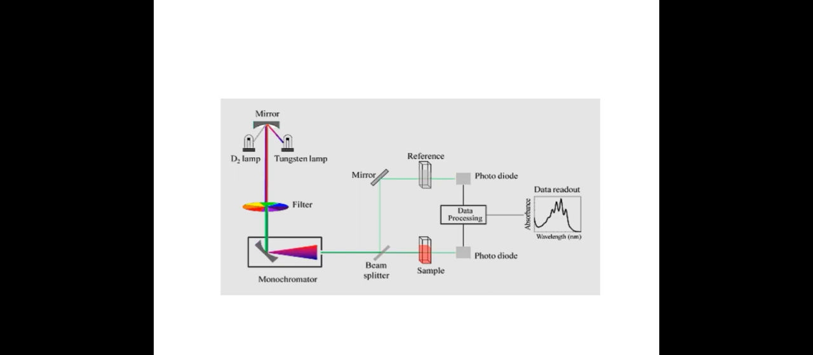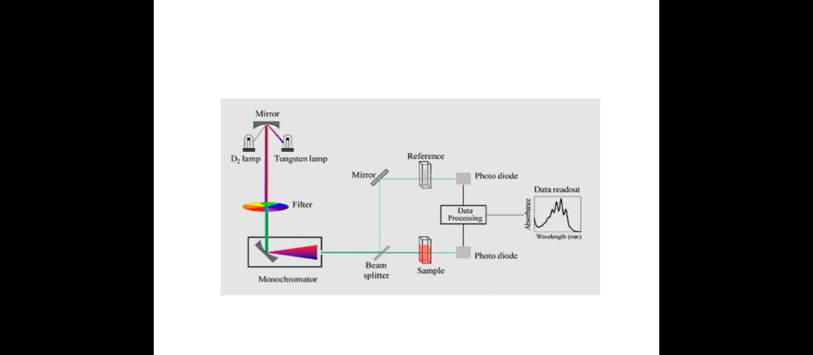Here is a picture. First, a mirror is there, D2 lamp and tungsten lamp, filter. Through this filter, a monochromator is there, and after that, beam splitter, mirror, reference, sample, and data processing, photodiode, and data is read out. So this is the structure of UV spectroscopy. Mirror, D2 lamp, tungsten lamp, filter, monochromator, beam splitter, mirror, reference and sample along with data processing, photodiode.